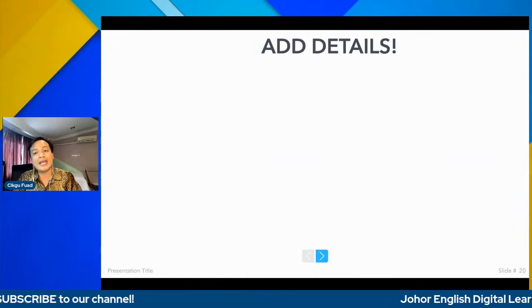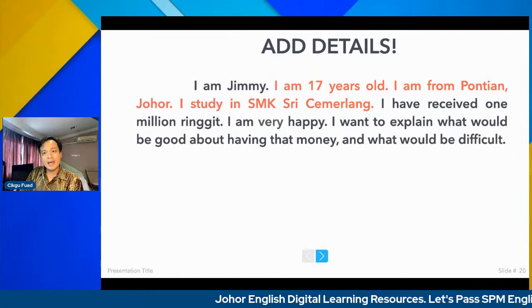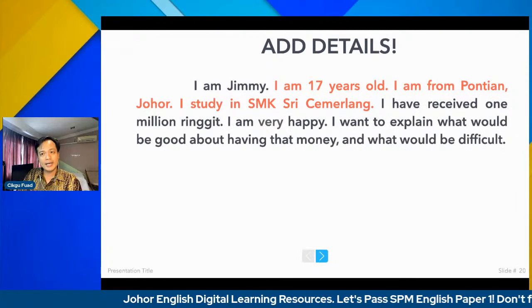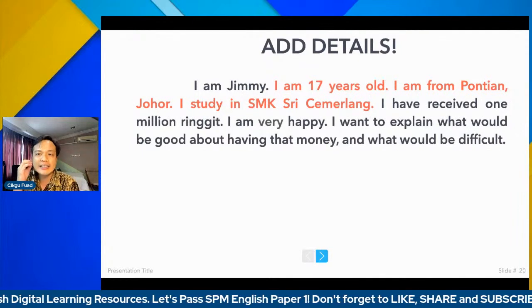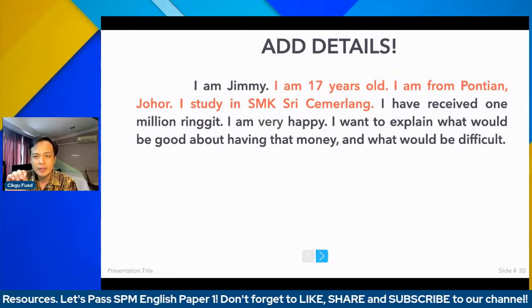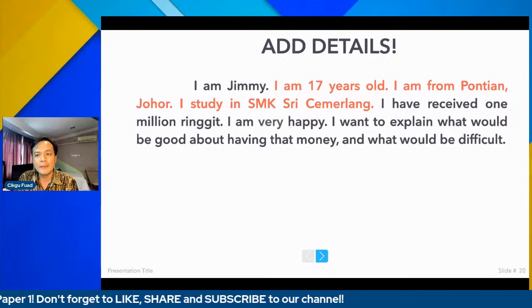Okay, so it is to add more details. So for example, I am Jimmy. I am 17 years old. I am from Pontian, Johor. I study in SMK Sri Kukup. So the sentences in orange over there are sentences that add details to the paragraph.